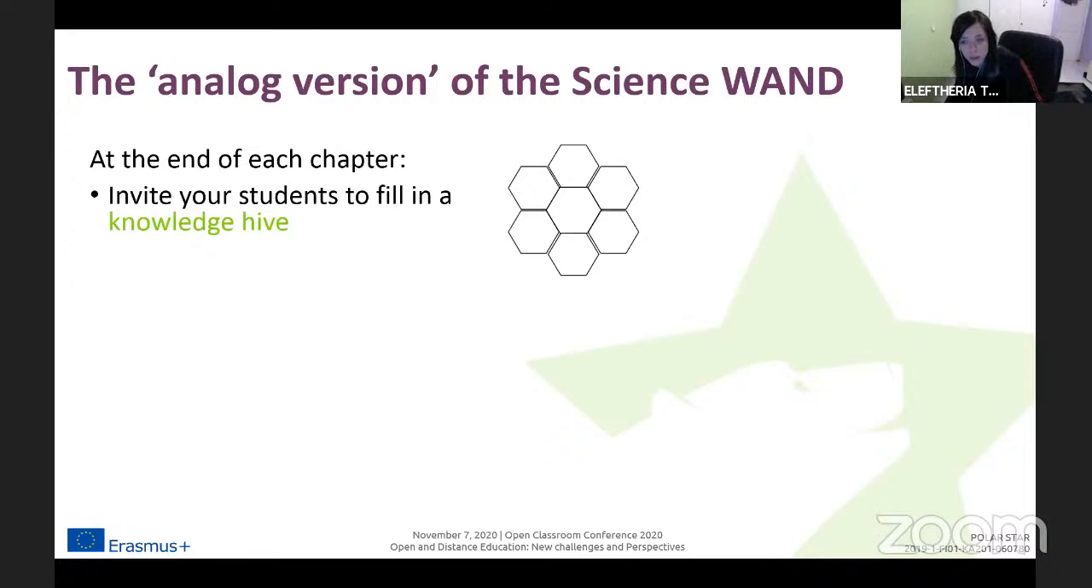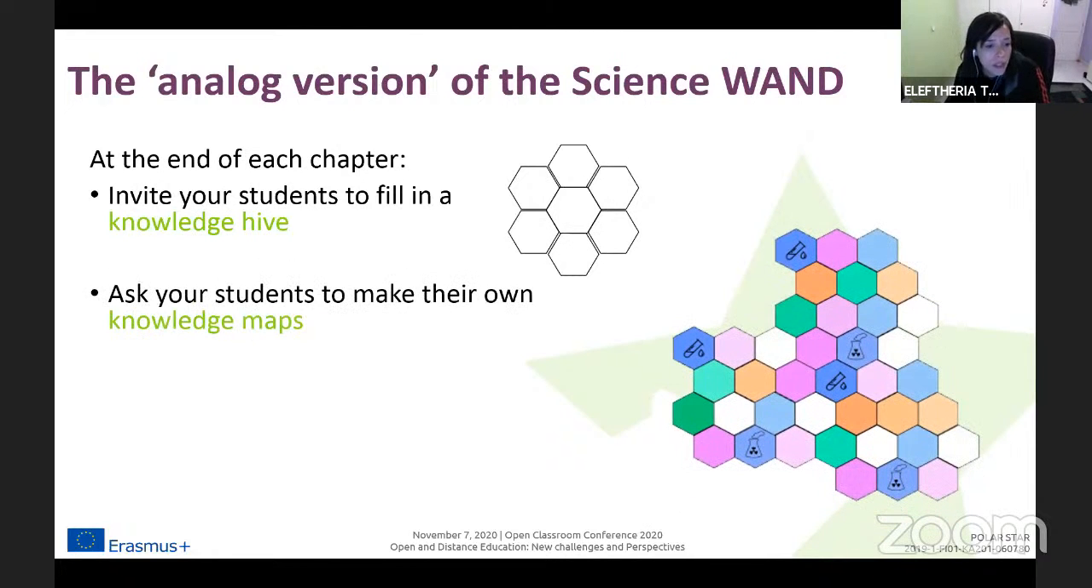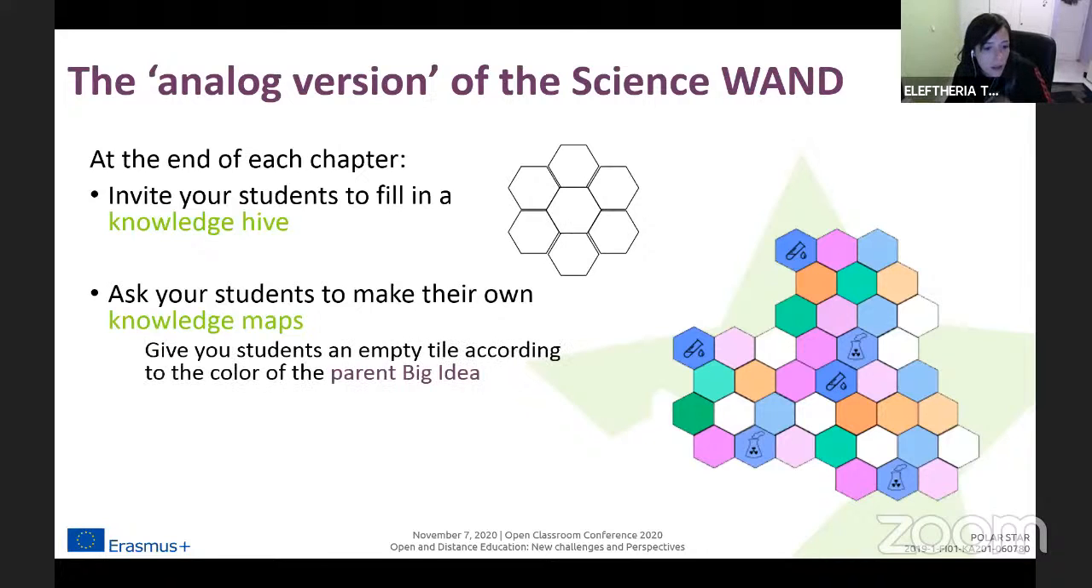So this is the first thing that we ask you to do with them. The second thing is to design their own knowledge maps. So what we are doing here essentially is every time you end the chapter again, you leave a little hexagon to your student. The hexagon tile is going to have the color of a parent idea.